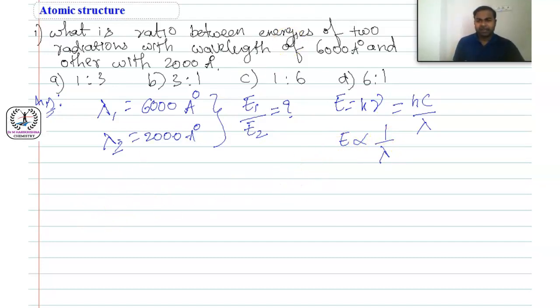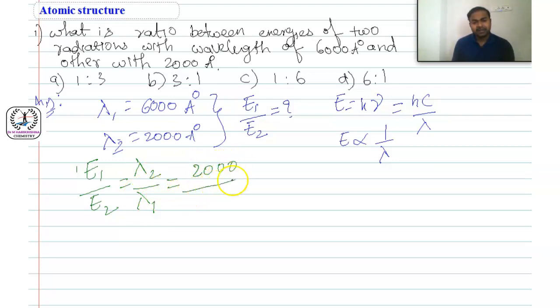So here students, E1 by E2 equals lambda 2 by lambda 1. Lambda 2 means 2000 angstrom units by 6000 angstrom units. So 3 zeros cancel, 2 by 6, 1 by 3. So the answer is 1 is to 3. Option A is correct.